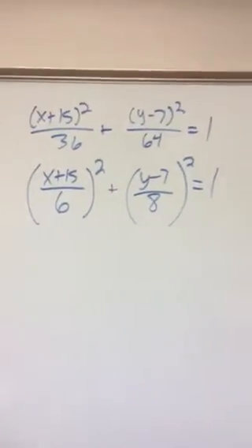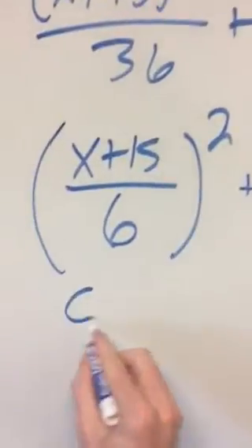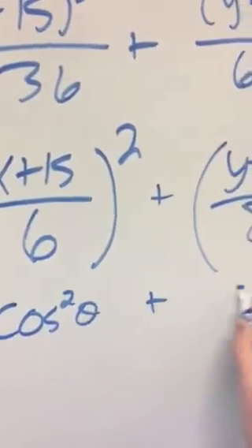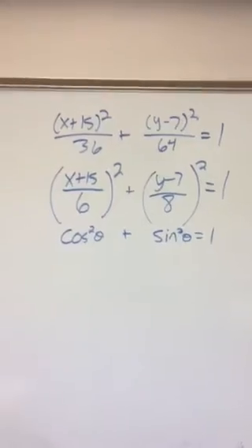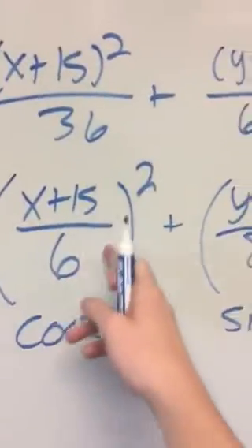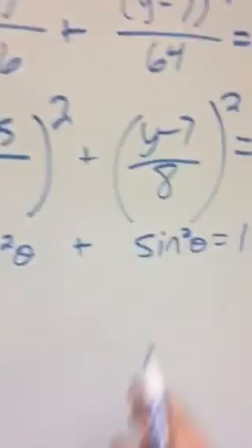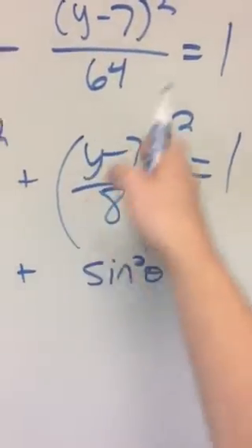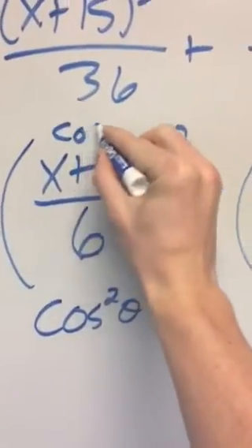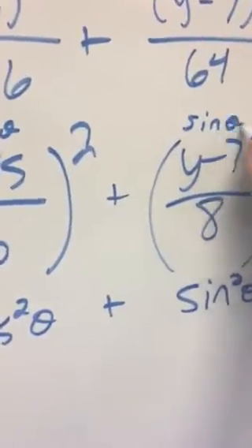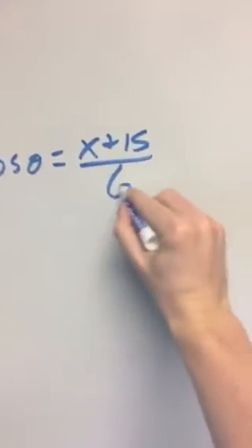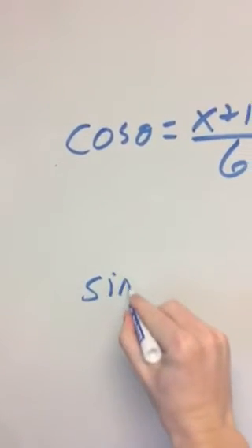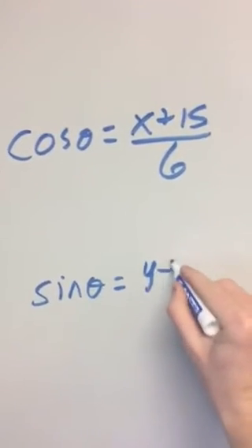Now, we relate this back to a Pythagorean trig identity that says cosine squared plus sine squared equals 1. So if we let this in the parentheses be equal to cosine, then we would have cosine squared. If we let this equal sine, that'd be sine squared, which equals 1. So we can just call this cosine theta and call this sine theta. If that's the case, then over here we can say cosine theta is equal to all that in the parentheses, and sine theta is equal to all that in the other set of parentheses.